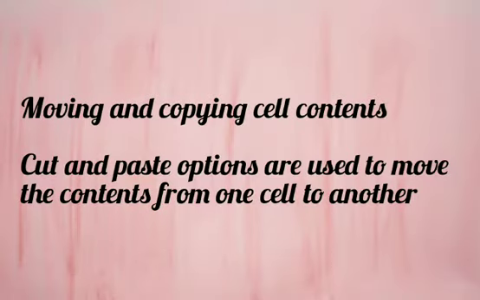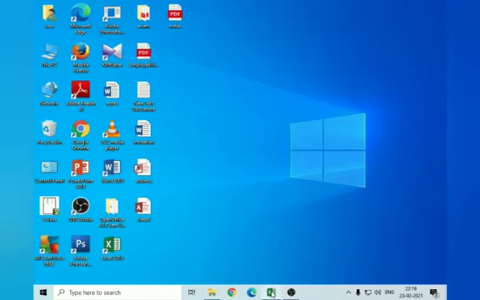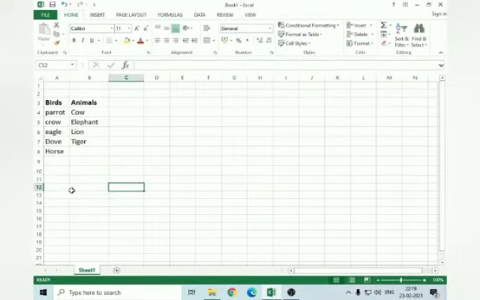Moving and copying the cell contents. Cut and paste options are used to move the contents from one cell to another. Copy and paste options are used to copy the contents from one cell to another. Here I created two columns, birds and animals, and you can see one cell contains holes, and I want to move these holes to animal column.